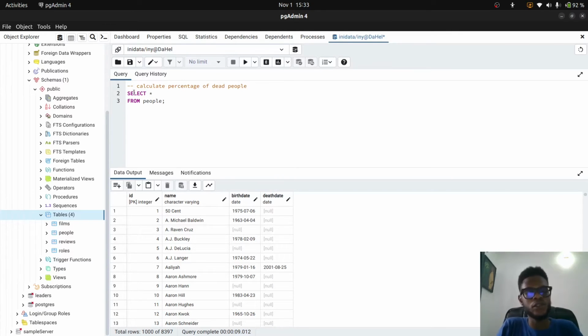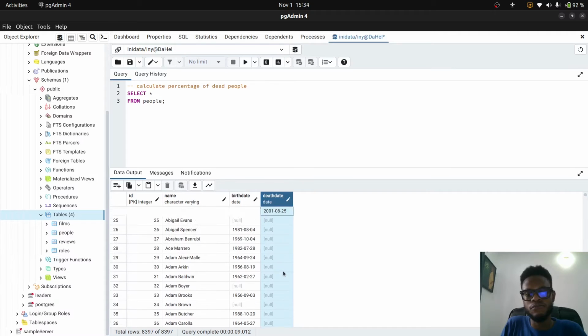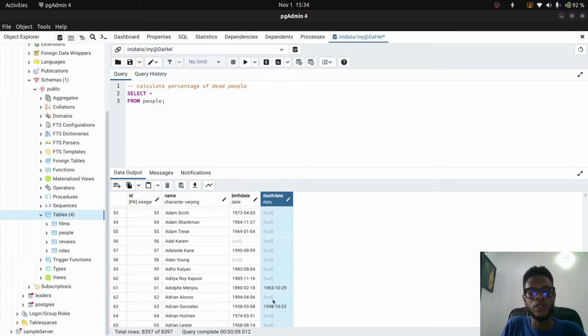So to solve this, you have to actually think first, how are we going to calculate the number of people that are dead, the percentage of people who are dead? If you look closely, you're going to find there's a column here, death date, and this death date has some null values, and there are some values that are there. So these null values actually mean that these people are still alive, so they do not have a death date. That's what it means in this scenario. And people who have a death date are actually dead.